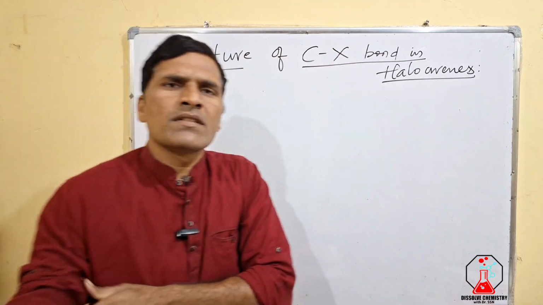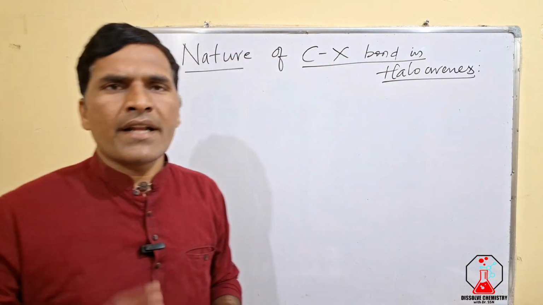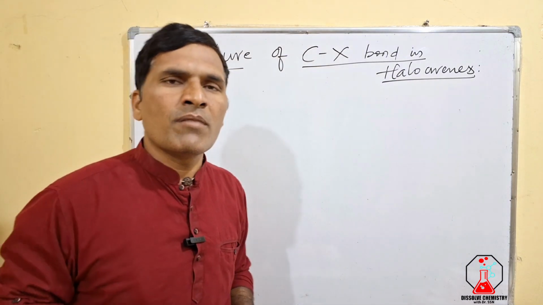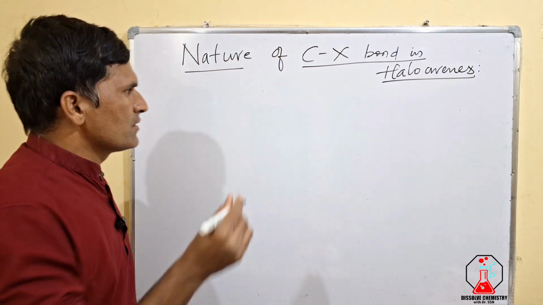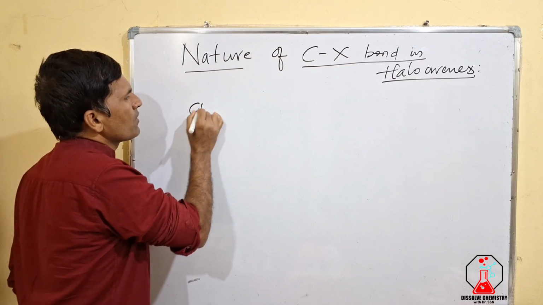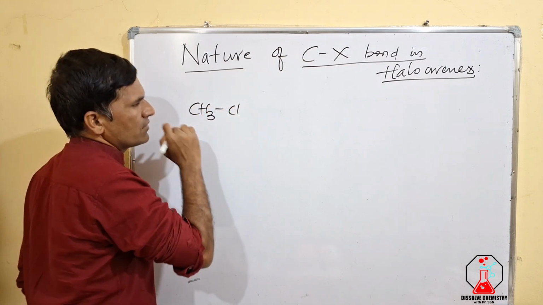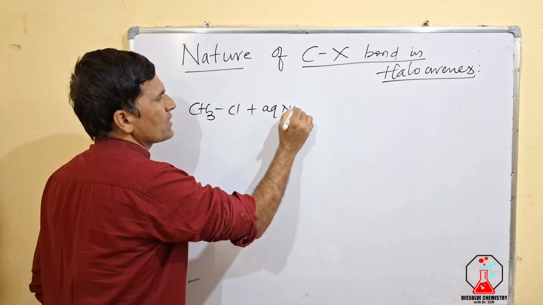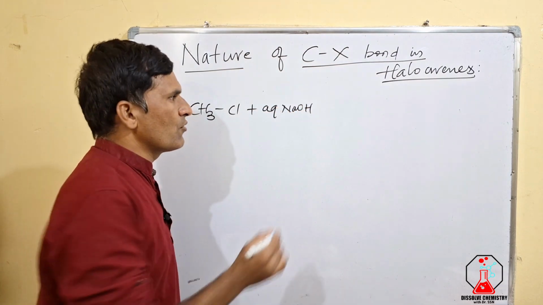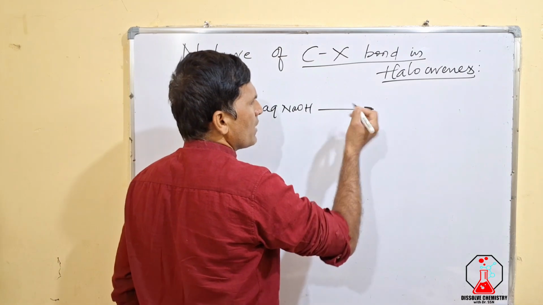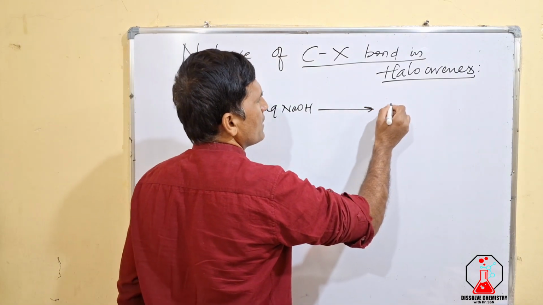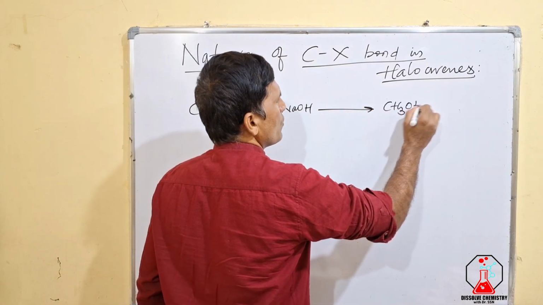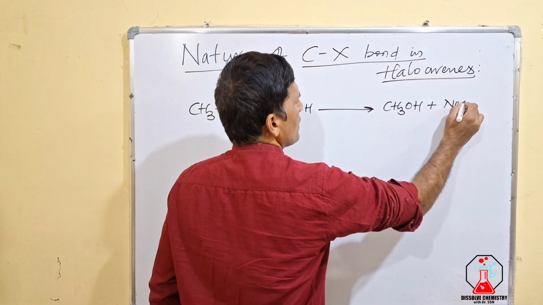Prior to going for this, we'll take one example and try to understand how it is going to differ from haloalkanes. The nature of the C-X bond is going to differ a lot. For example, take chloromethane and subject it to nucleophilic substitution reaction using aqueous NaOH. At normal conditions, at room temperature, it is going to give CH3OH plus NaCl aqueous.